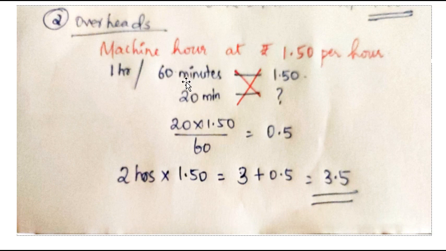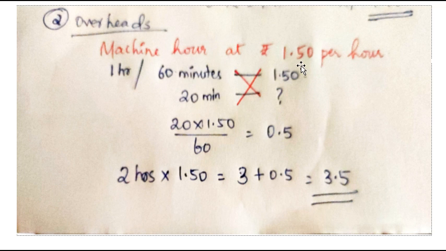So 1 hour or 60 minutes is 1.50 per hour. So for machine hour, the rate is fixed at 1.50 for 1 hour, which is nothing but 60 minutes. As this is in minutes, we are converting 1 hour into minutes. So for 60 minutes it is 1.50. Then for 20 minutes how much is it? Cross multiplication: 20 into 1.50 divided by 60 will give you 0.5.